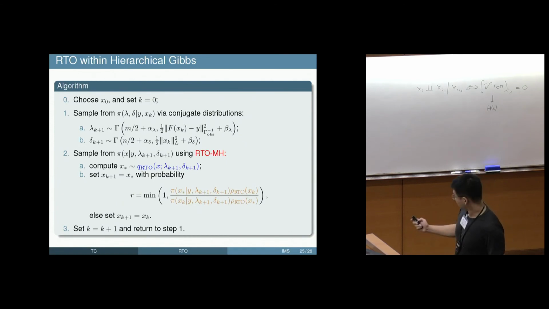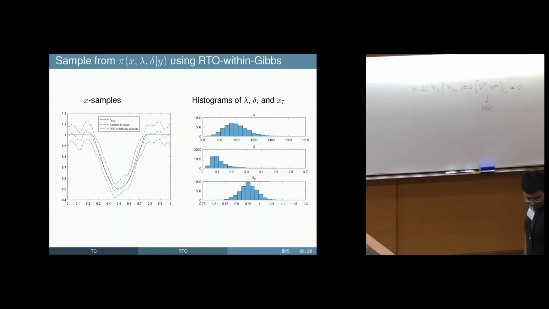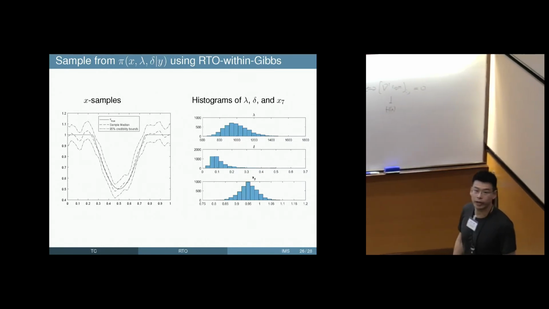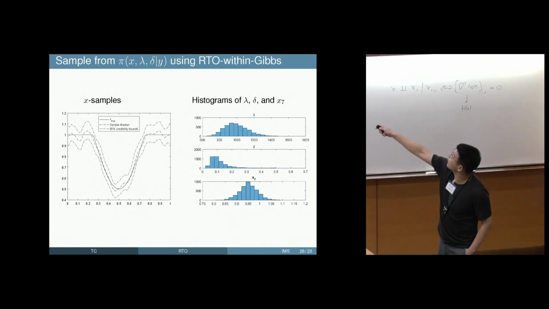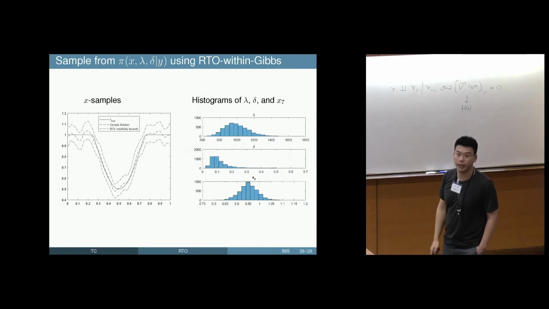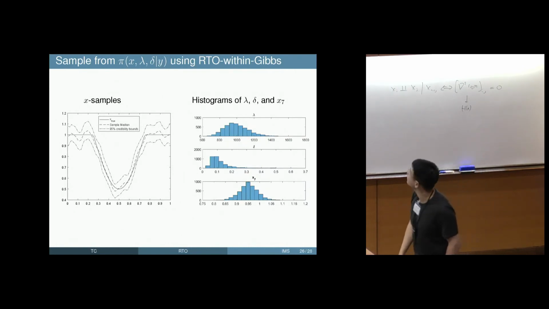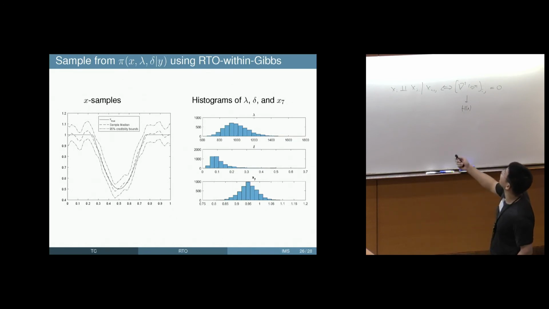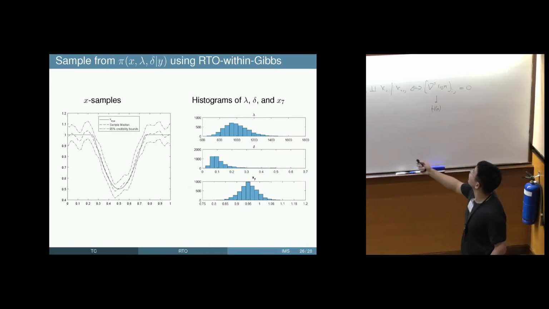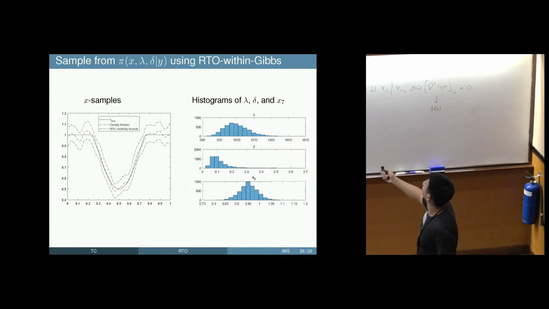To show you some quick numerics, again we are solving the Poisson equation, trying to reconstruct a permeability field. The black line here is the true permeability field I generated. That's the thing I want to reconstruct. By applying RTO within a Gibbs scheme, we can nicely reconstruct the credible intervals of the permeability field, and we can also accurately compute the histograms for lambda and delta.